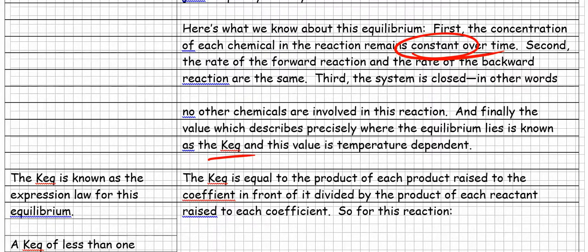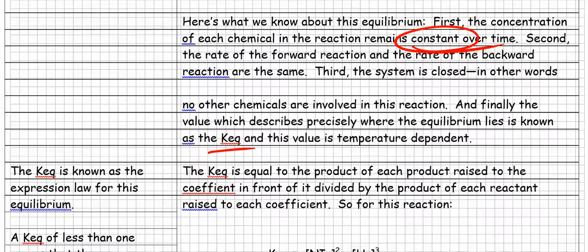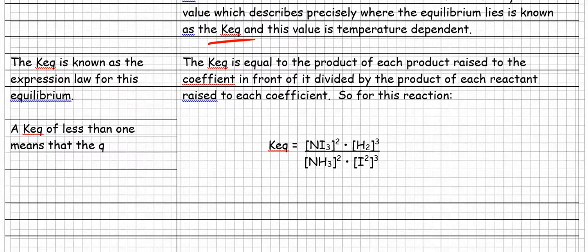All right. So let's talk a little bit about this KEQ, also known as the equilibrium constant or the expression law for equilibrium. The KEQ is equal to the product of each product. Sounds redundant, but it's supposed to be that. Product meaning multiplication, and here I mean the things on the right side of the arrow. So the KEQ is equal to the product of each product raised to the coefficient in front of it in the balanced reaction, divided by the product of each of the reactants raised to each coefficient.